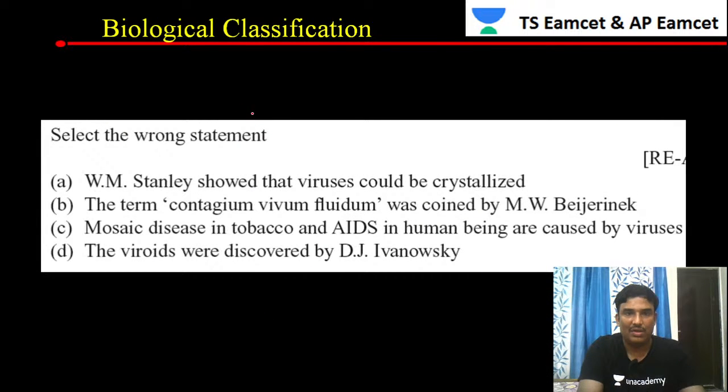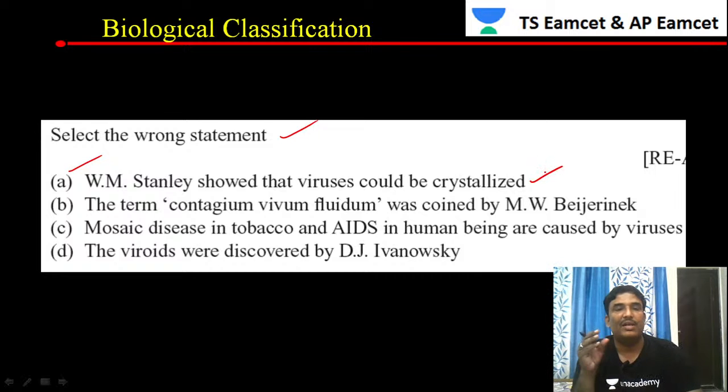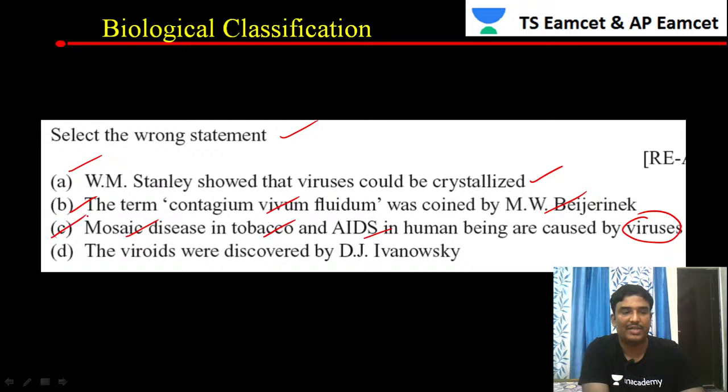Next question. Select the wrong statement. Let us see the statements one by one. Stanley showed that virus can be crystallized. Yes, this statement is true. We were discussing the same thing. The term contagium vivum fluidum was coined by Beijerinck. That is also a right statement. Mosaic disease in tobacco and AIDS in humans are caused by viruses. That is also a right statement.